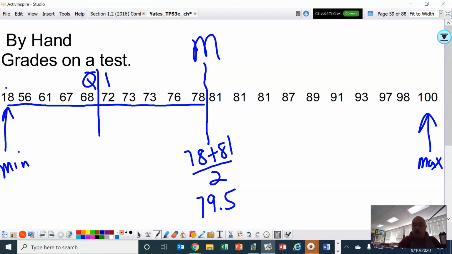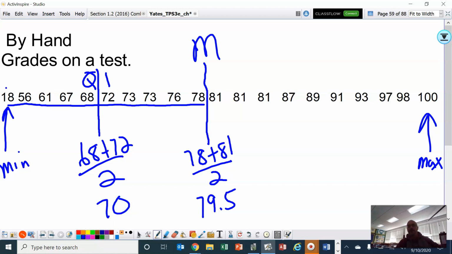Now, if there was an odd number of numbers there, that means the middle number would be Q1, just like if there was a middle number for the median, that would be the median. But here, we have to have 5 to the left and 5 to the right. So again, we're going to add those two numbers together, divide by 2, and we get 70.